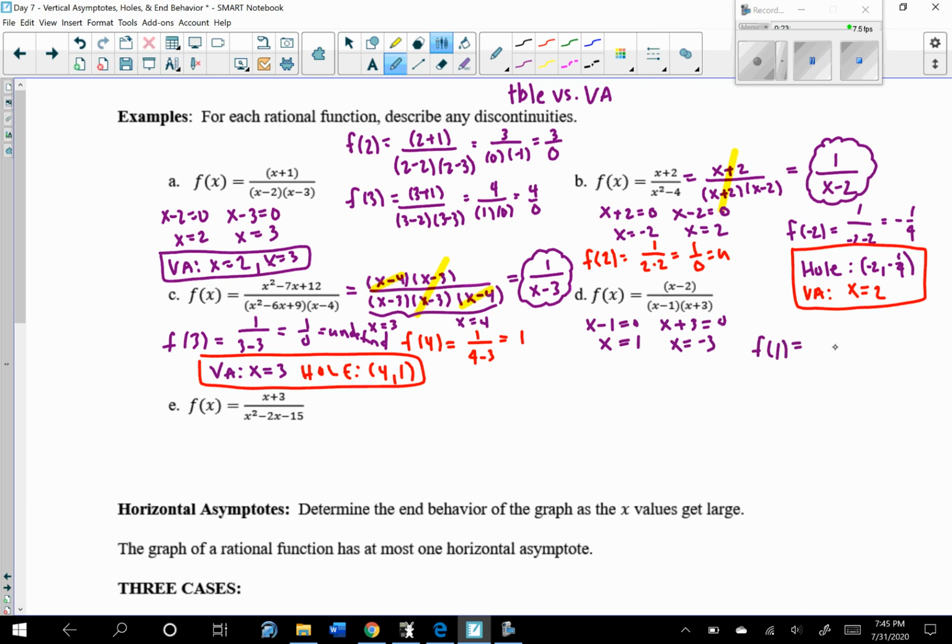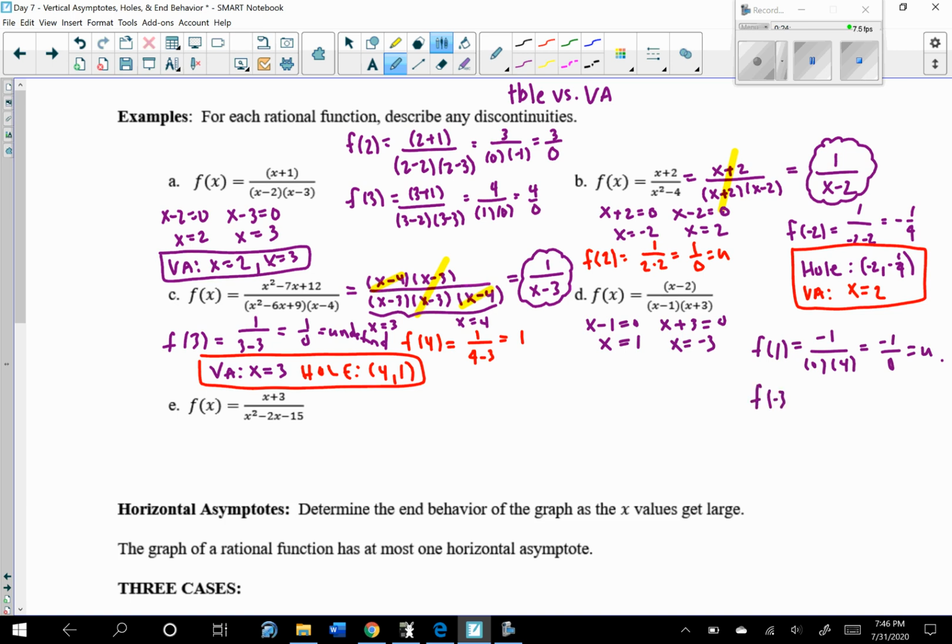So if I plug the values in to my equation, if I plug in 1 into the numerator, 1 minus 2 would give me -1 over, and in my denominator, I would end up with 1 minus 1, which is 0, and 1 plus 3 is 4. So notice I get -1 over 0, which is undefined. So vertical asymptote.